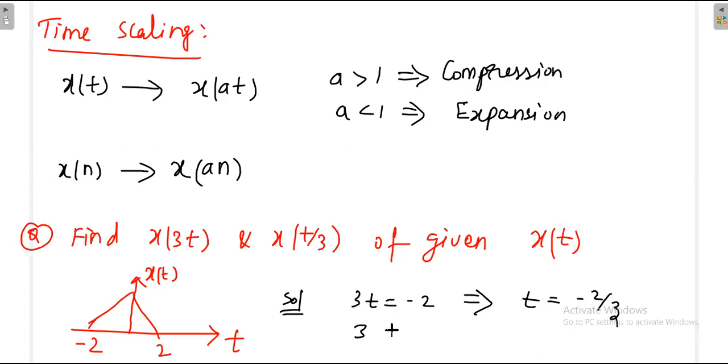Now for 0 also you can calculate. So again this is 0. If 3t is equal to plus 2, then t is equal to plus 2 by 3. Now your new diagram will start at minus 2 by 3 and end at plus 2 by 3. Originally my x of t was something like this, say minus 2 to plus 2.